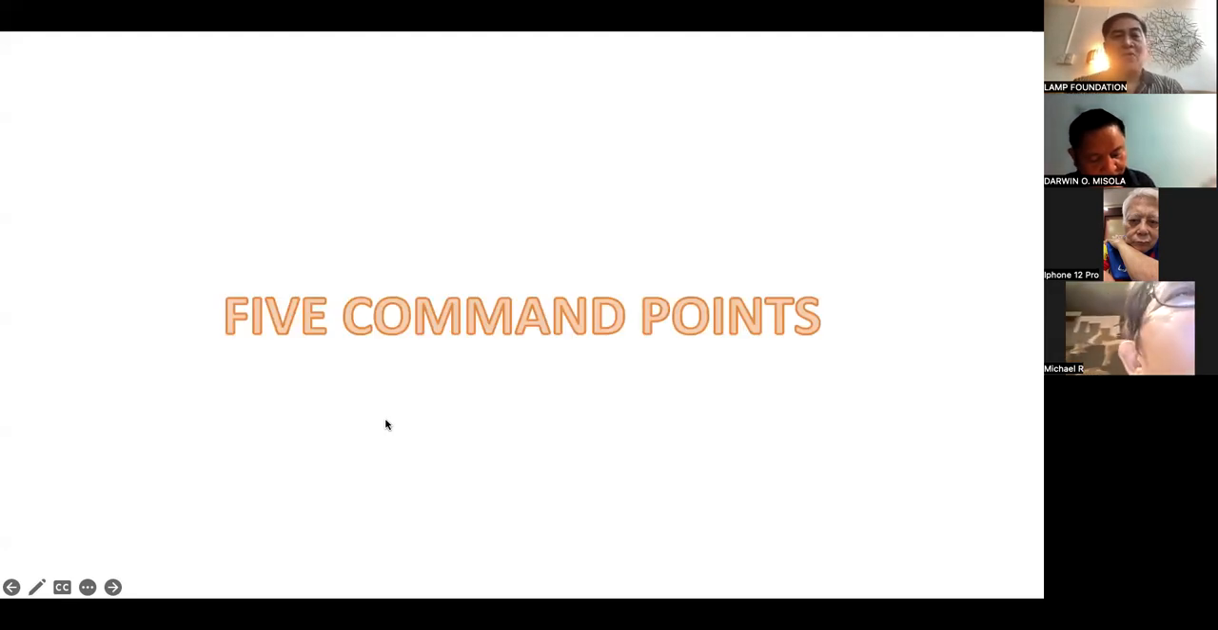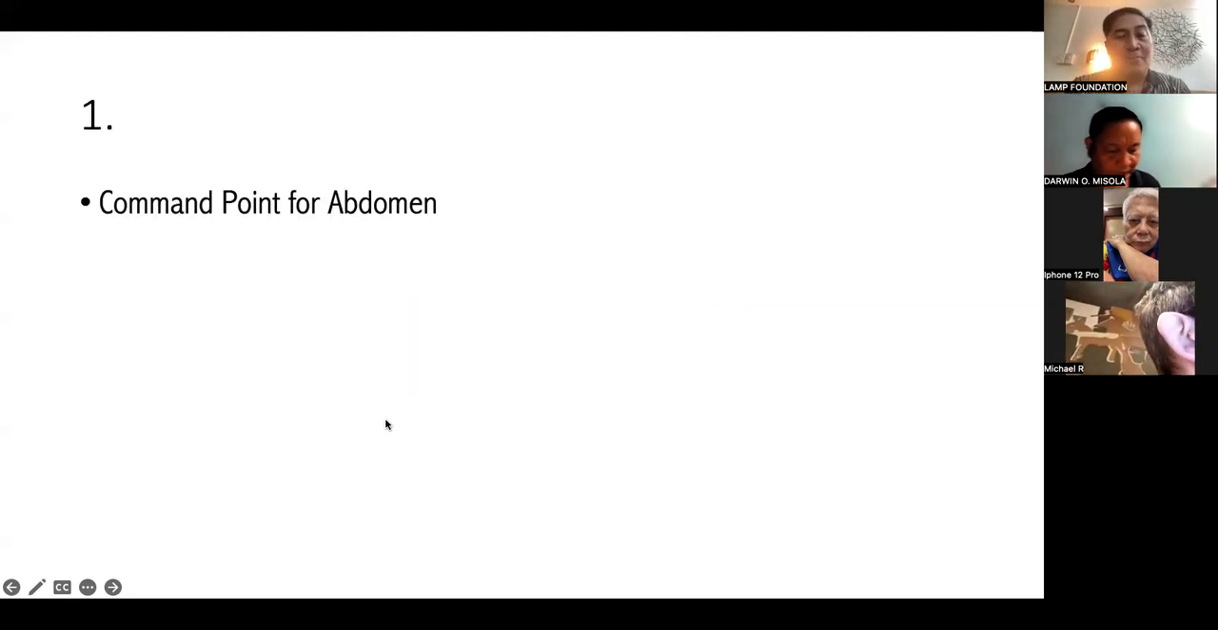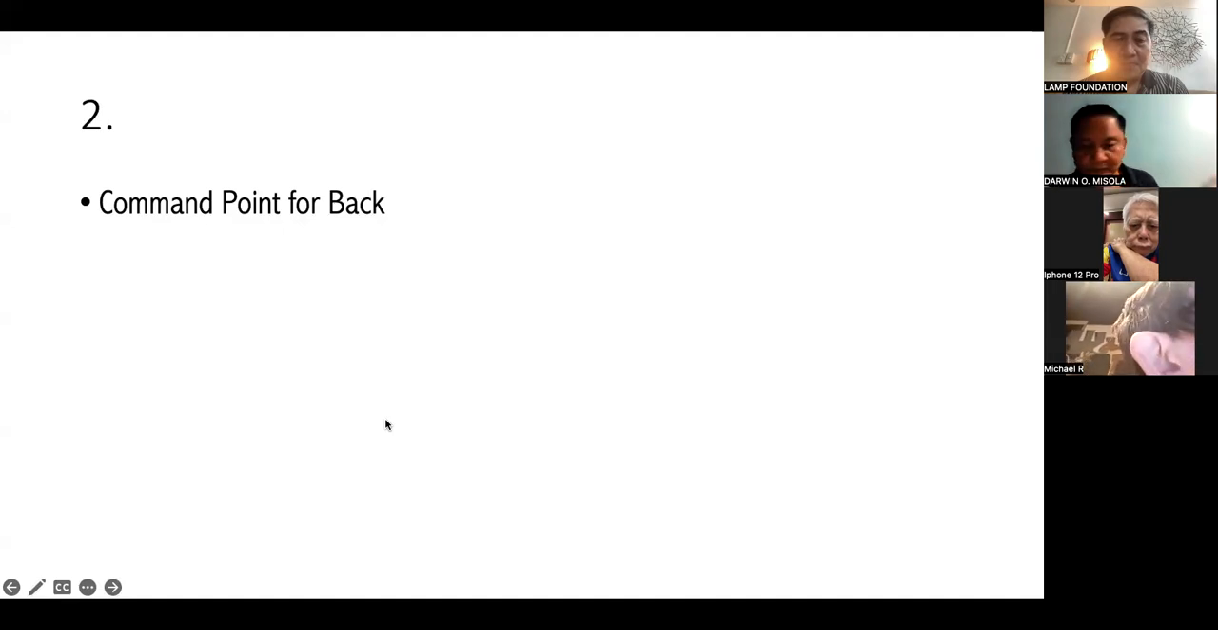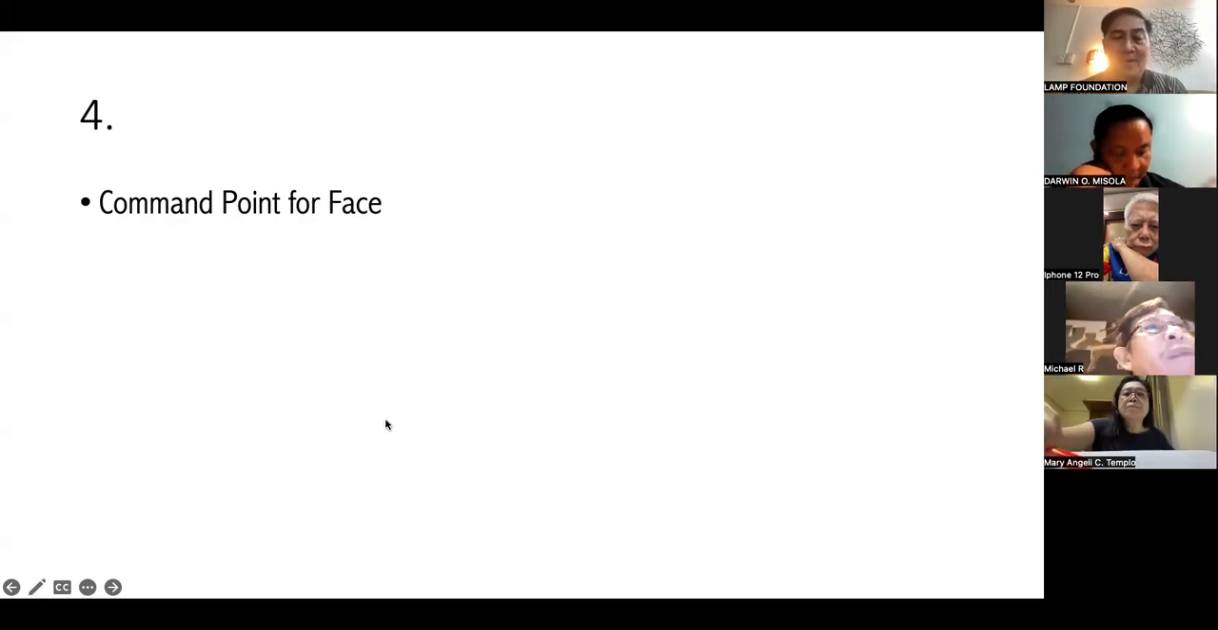Now let's go to the 5 command points. Command point for the abdomen. Command point for abdomen is stomach 36. Command point for the back. Bladder 40. Command point for the head. Sige lang. Command point for the head is lung 7. LU 7. Very good. Yep.